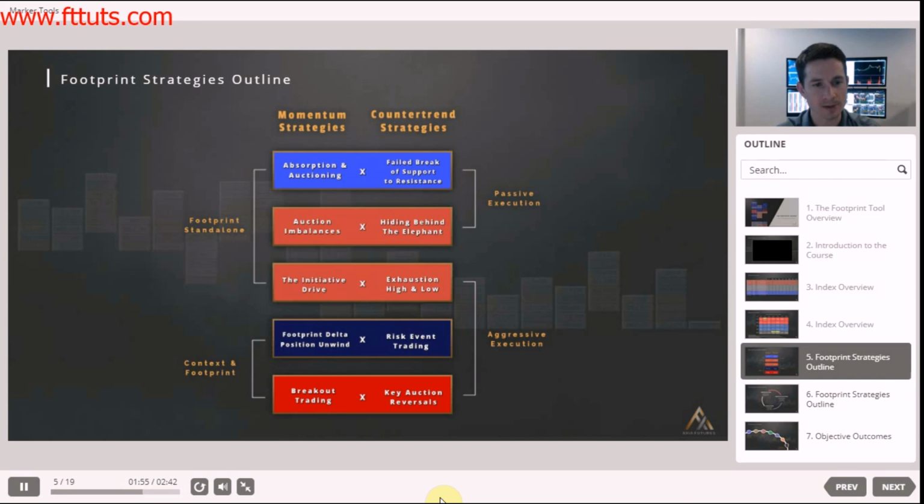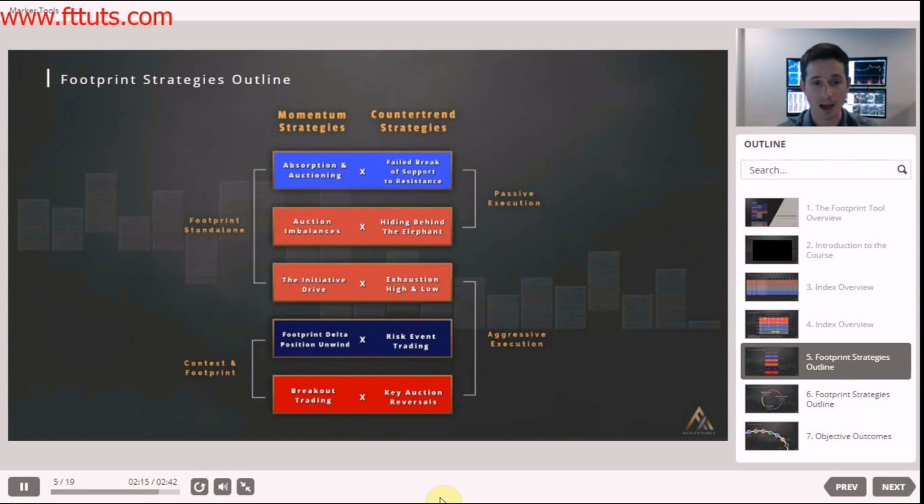Now, in terms of the momentum strategies, some of the Footprint standalone strategies you will see are absorption and auctioning, auction imbalances, and the initiative drive. In terms of then the more contextual and Footprint trade strategies on a momentum side, you will see the Footprint delta and position unwind, as well as breakout trading.